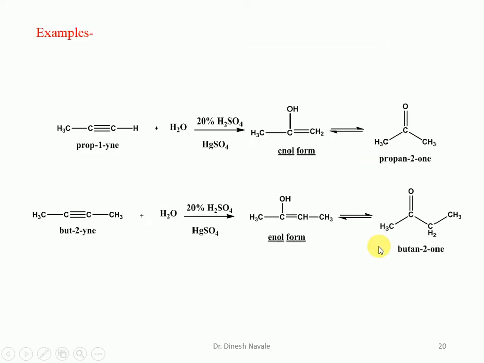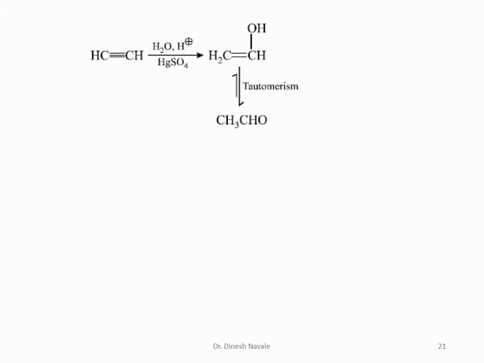So these are some examples. Propyne, which on hydration will give the formation of enol, will be converted into propan-2-one, and butyne will be converted into butan-2-one. So the number of carbon atoms in the starting material and product will be the same, and all these additions take place only and only by Markovnikov's rule. So these are some examples.